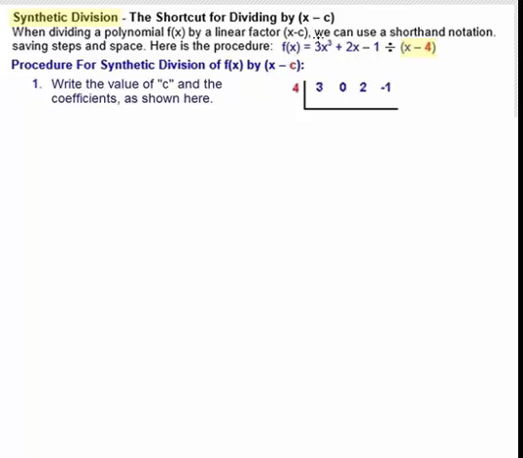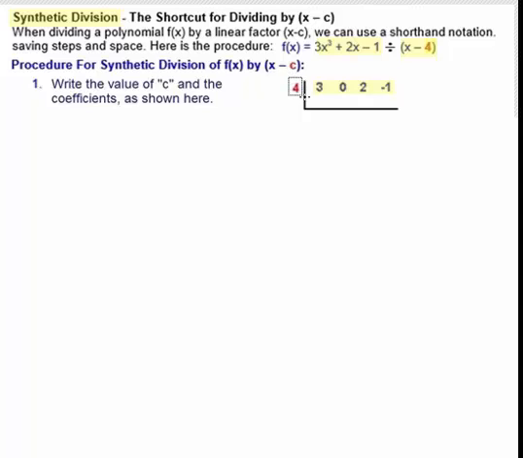We had 3x cubed, 0x squared, 2x minus 1. Since there's no x squared term, we put in a 0 for that coefficient. And here's our coefficients, 3, 0, 2, negative 1. Off to the left, we put the value c if we're dividing by x minus c. In this case, we're dividing by x minus 4, so we put 4 off to the left.